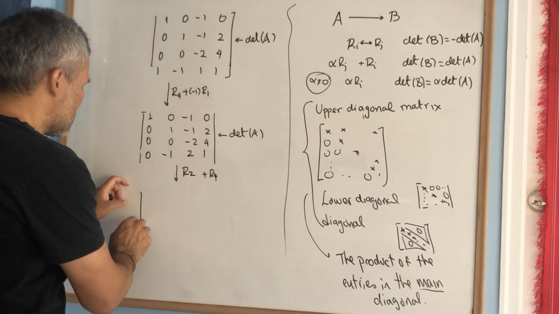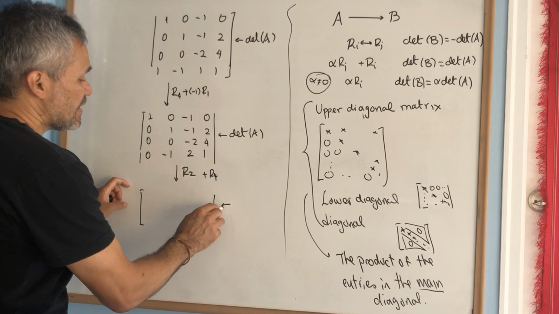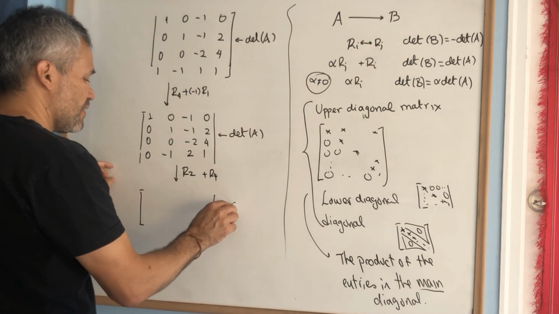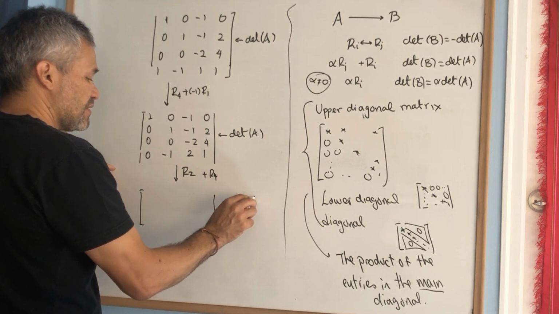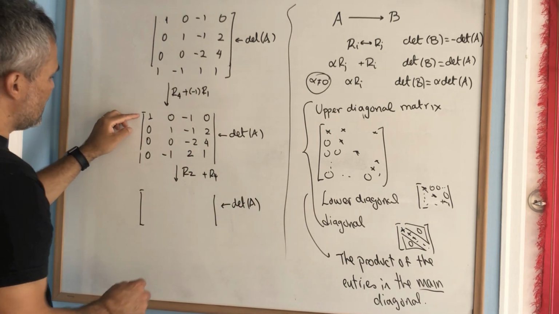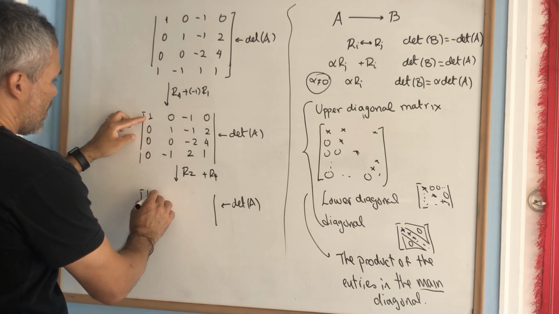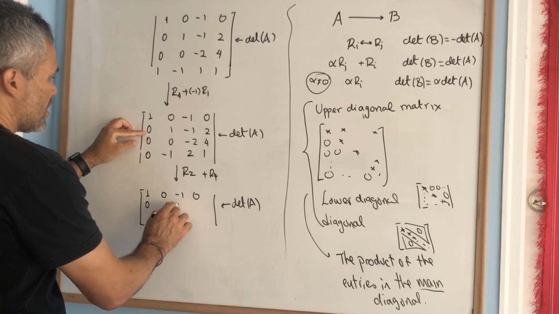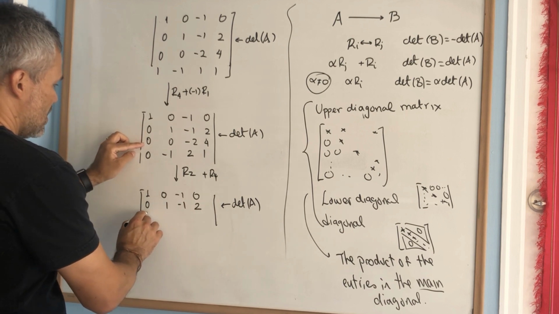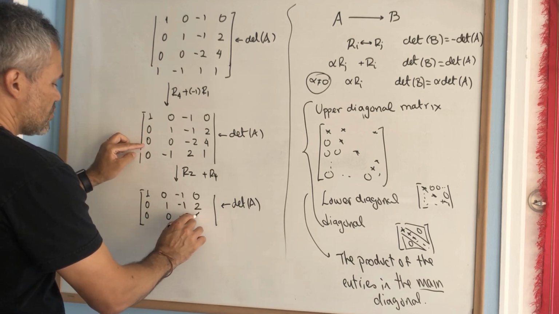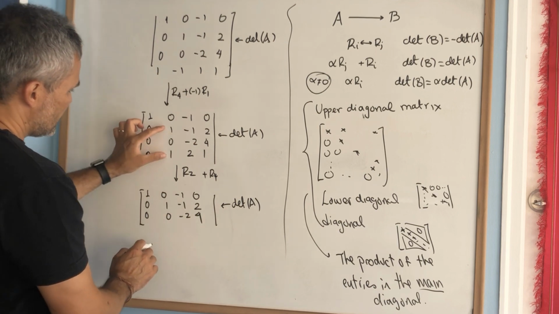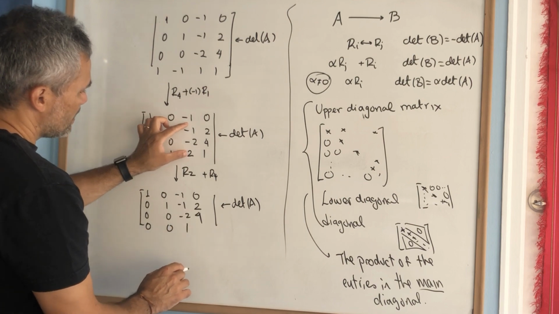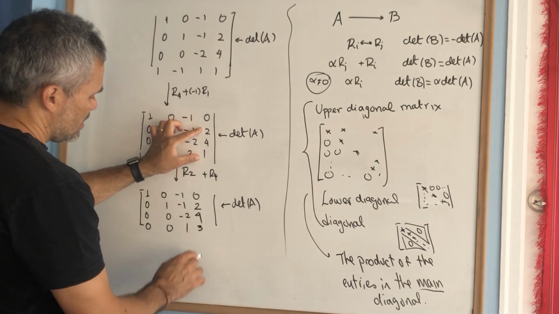We know that the matrix we're going to get has the same determinant because this type of change doesn't change the determinant. And then here we will get the matrix 1, 0, -1, 0, 0, 1, -1, 2, 0, 0, -2, 4. And here we are adding these two rows. Then we get 0, 0, 1, and here is 3.